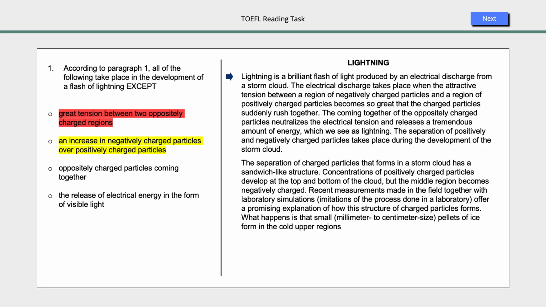The third option says, oppositely charged particles coming together. The passage says that lightning occurs when negatively and positively charged particles suddenly rush together. So this is supported by the passage and we can rule it out. The final option says, the release of electrical energy in the form of visible light. And the passage says that lightning is a flash of light produced by an electrical discharge. So again, this is supported and this can't be our answer. So our final answer is the second option.